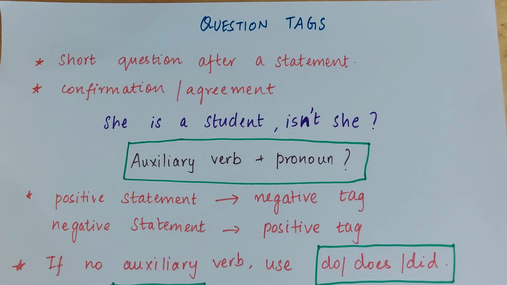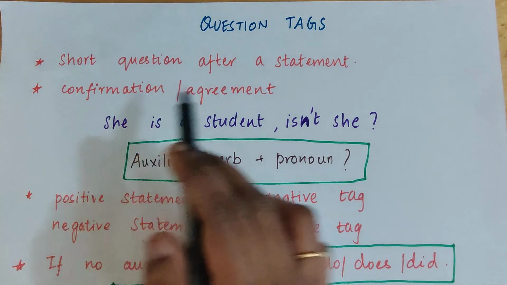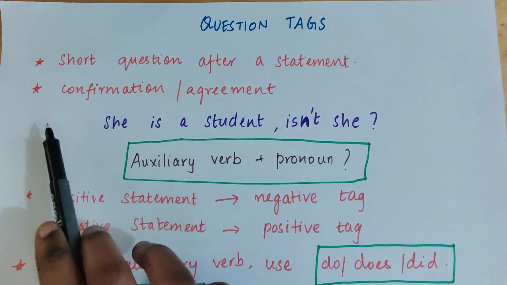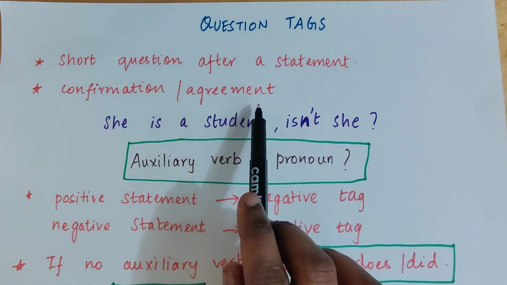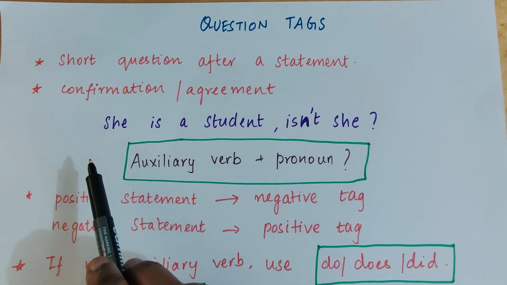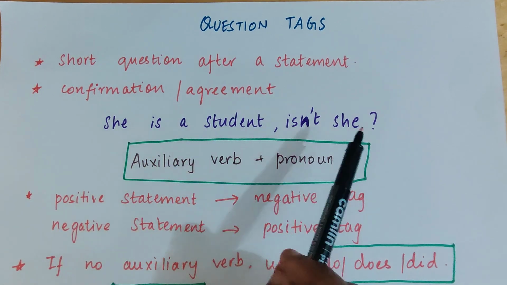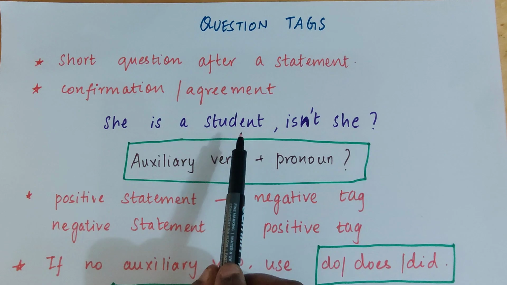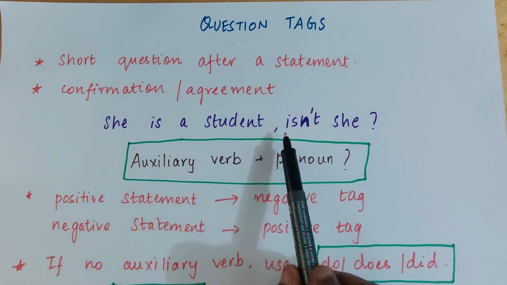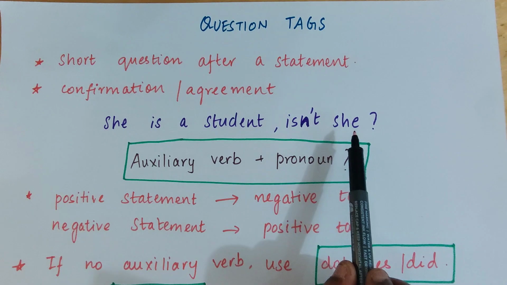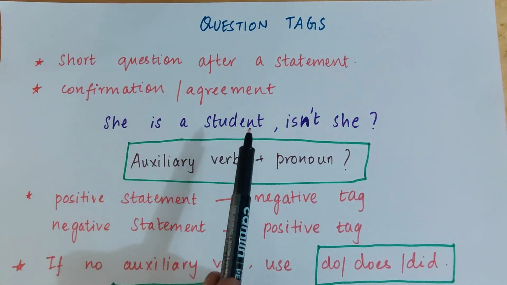What are question tags? A question tag is a short question after a statement. It is used for confirmation or agreement. We use question tags to confirm that a given statement is true or not. She is a student, isn't she? Here, "she is a student" is a statement. We ask the question, "isn't she?", to confirm whether this statement is true or not.